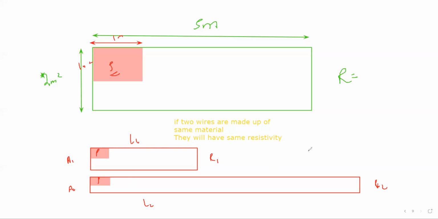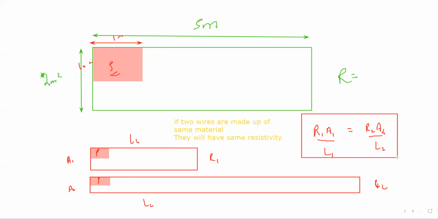So the formula which relates two wires made of the same material is R1 A1 over L1 equals R2 A2 over L2. This is the formula when you are comparing the length, area or resistance of two wires made of the same material. R1 A1 over L1 equals R2 A2 over L2. I will give an example of how we can use this.